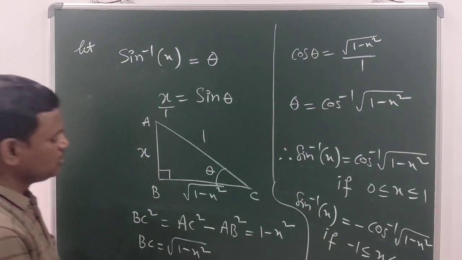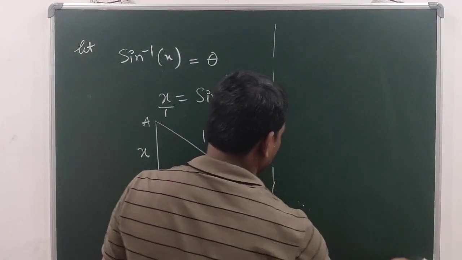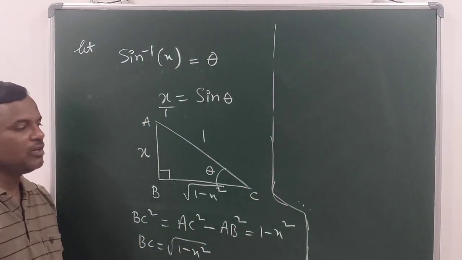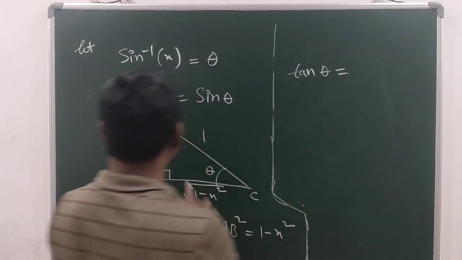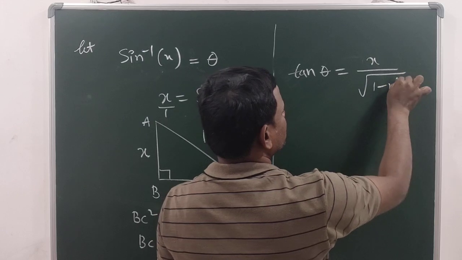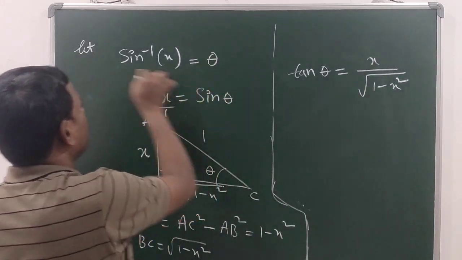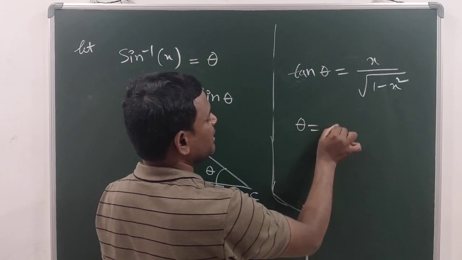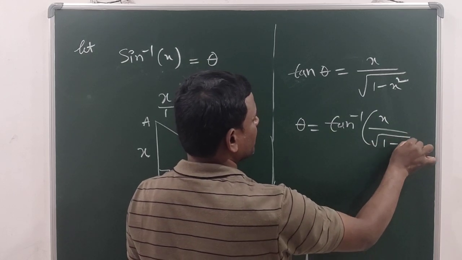Okay? Right. So suppose you want sin inverse of x in terms of tan, then what do you do? In terms of tan, go to this right angle triangle and define tan theta. Now tan theta is equal to opposite by adjacent, that is x by root of 1 minus x square. Here we require theta, so transfer this tan to the right side so that you will get theta equal to tan inverse of x by root of 1 minus x square.